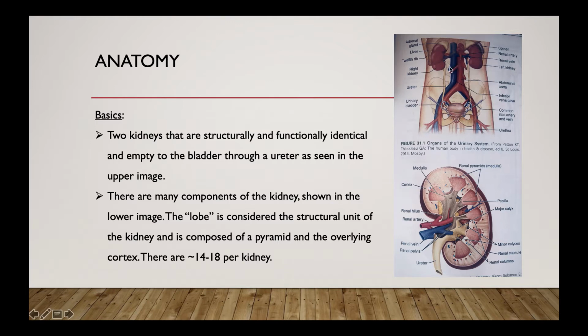They've got ureters. Each kidney has a single ureter that comes down and empties into the bladder. You can see the adrenal glands up here sitting on top of each one of the kidneys. The components of the kidneys are shown here down at the bottom.